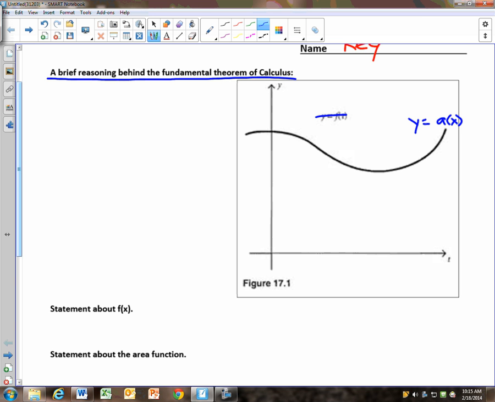We'll call the function y equals a of x. And what we're going to do, we're going to bound it here at 0. And then we're going to bound it here at x. And we're going to call that the area, specifically from 0 to x.